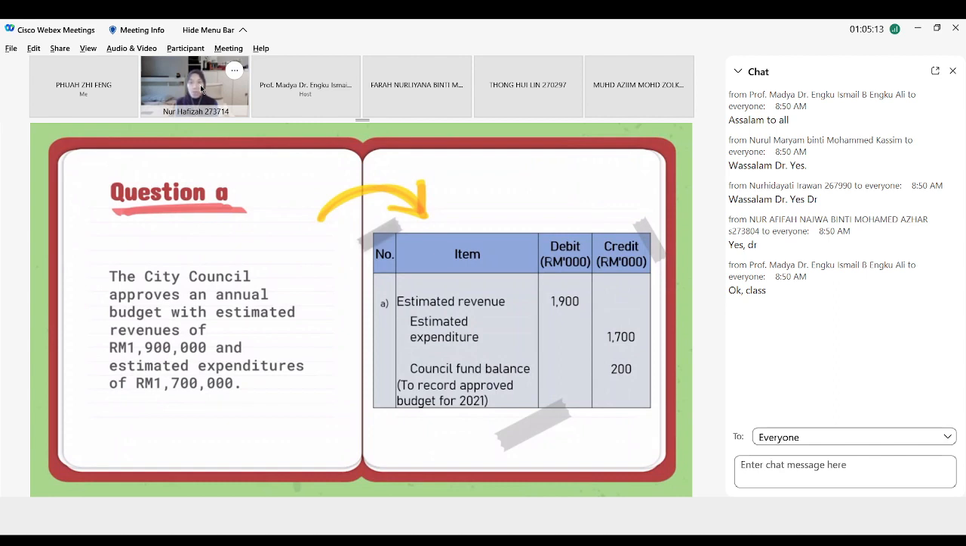So to record the approved budget, the journal entries are 1.9 million ringgit will be debited in the estimated revenue account, and 1.7 million ringgit will be credited in the estimated expenditure account. So there will be a balance of 200,000 ringgit, and it will be credited in the council fund balance.